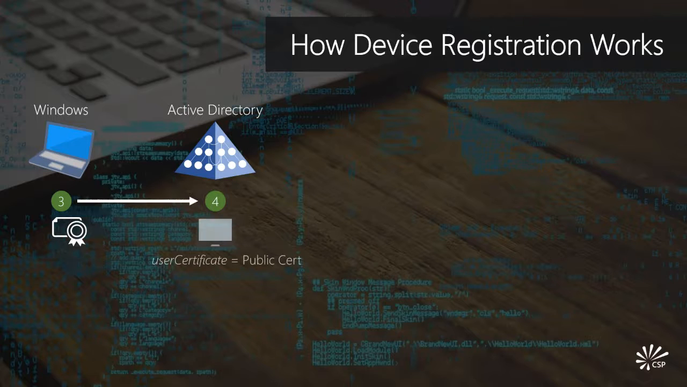The self-signed certificate is not trusted by anyone because it is self-signed, but because the computer is a member of the domain, that establishes a trust between Active Directory and Windows. So Windows writes the public key of its certificate back to its Active Directory computer object, specifically into an attribute on the computer object called userCertificate.